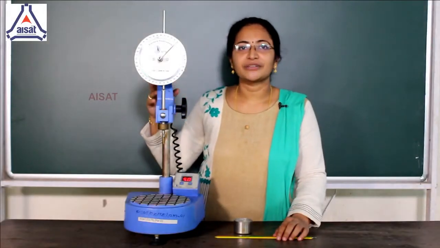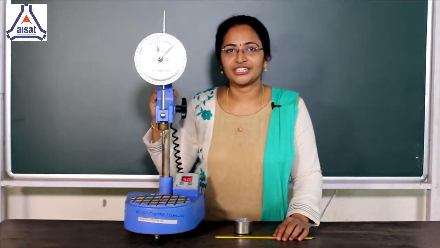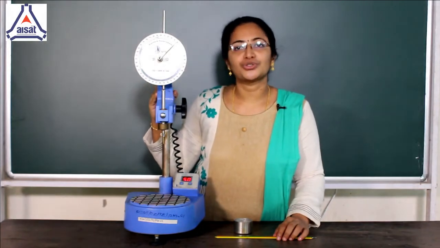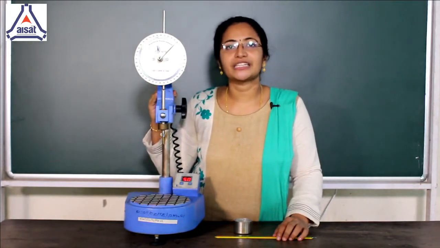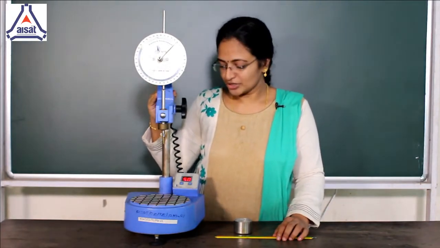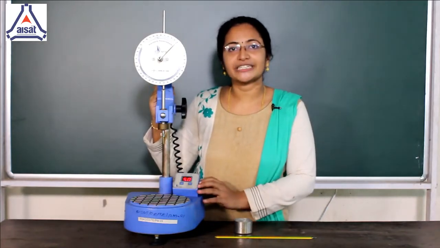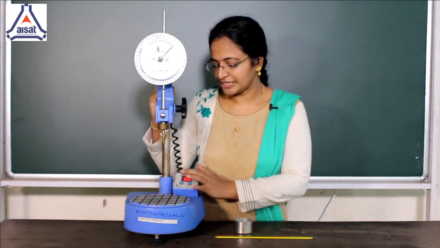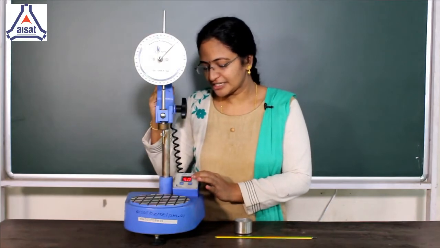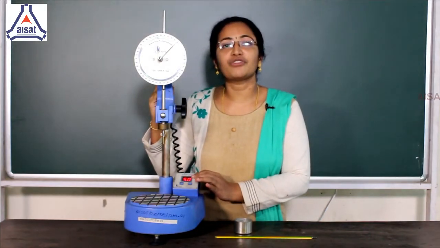In order to conduct the penetration test, we make use of the penetrometer. Penetrometer is of two types. One is the automatic type and the second one is the manual type. What we use here is the automatic type. In this you have a meter which indicates 5. This indicates it is being penetrated for 5 seconds.